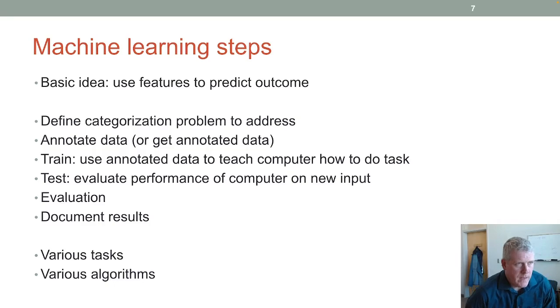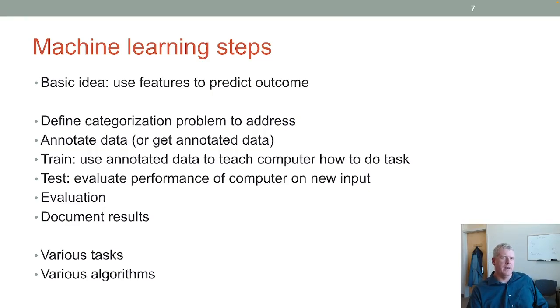Okay, well, what are the steps to machine learning? Well, the basic idea is to use features to predict some outcome. And you define categorization problems to address. So usually it's categorization. It can be regression as well. But often it's categorization, like, what does this sound? Or here I have a document. What should I label this document as? Is it like a review of a restaurant, or is it a contract, a legal contract, something like that?